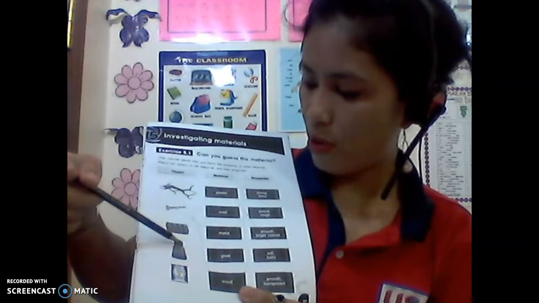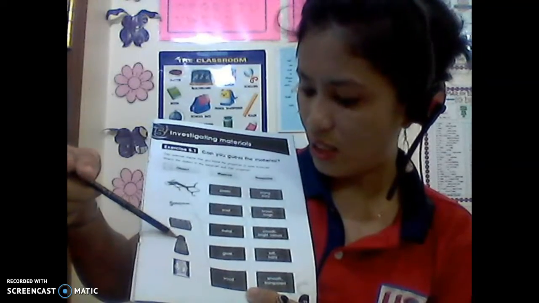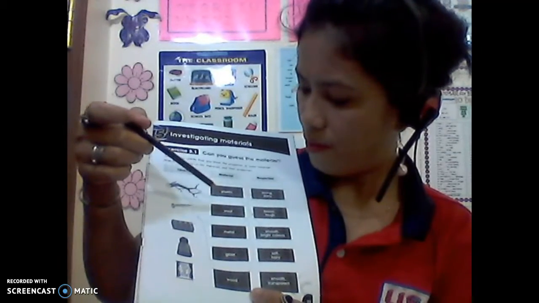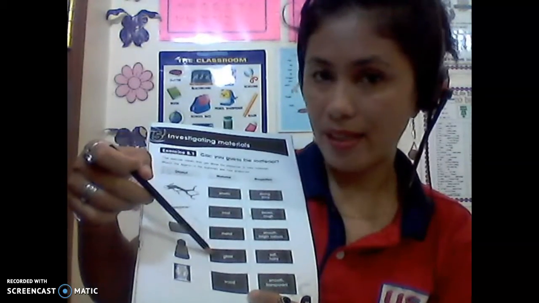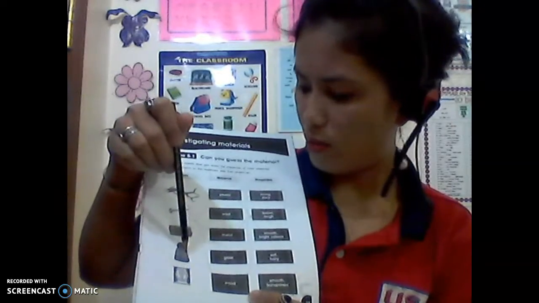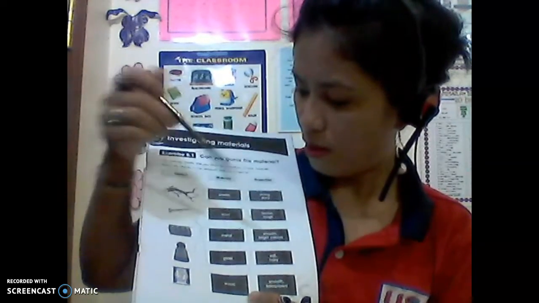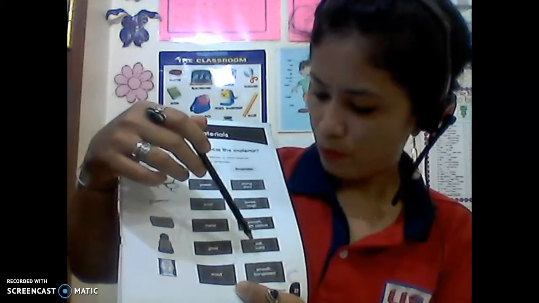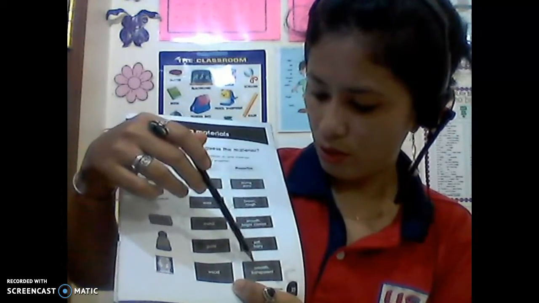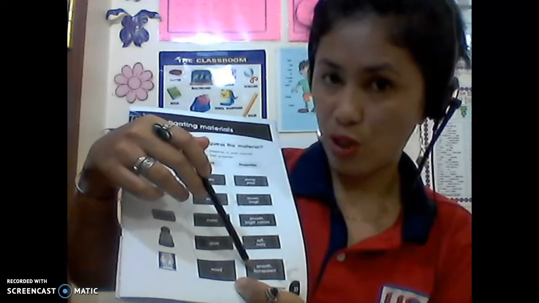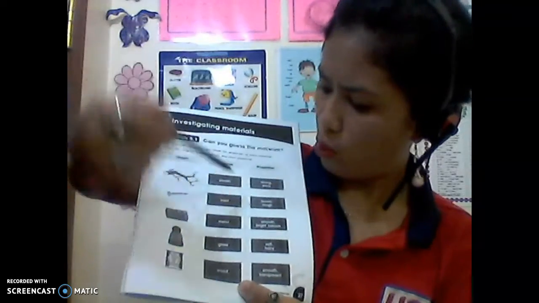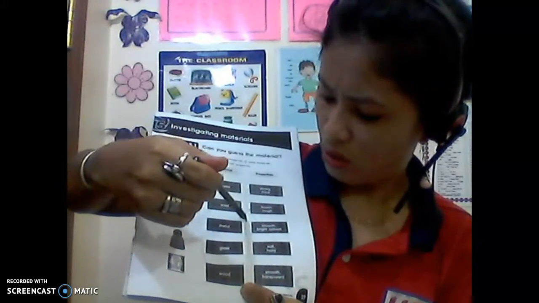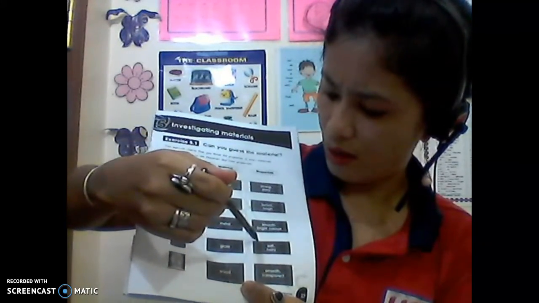All right, next, how about this hat? This hat is made of wool or glass. This hat is made of wool. And what are the properties of wool? Is wool soft and hairy, or is it smooth and transparent? Wool is soft and hairy.